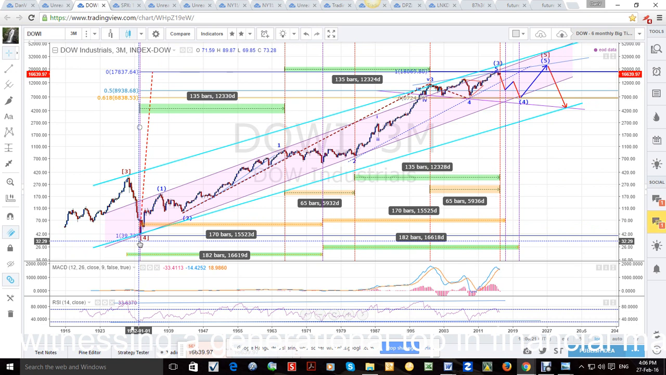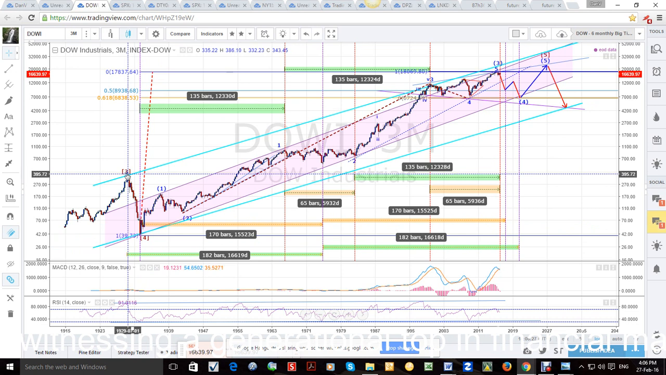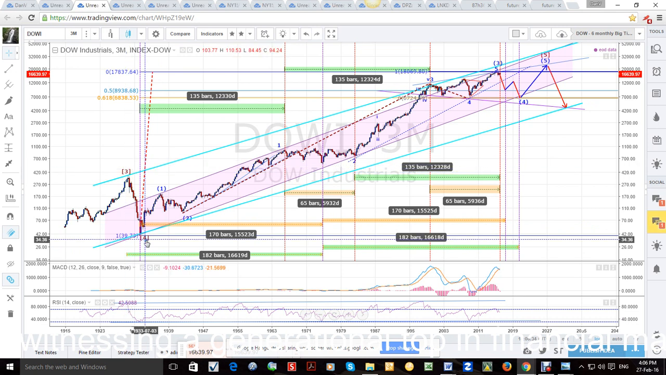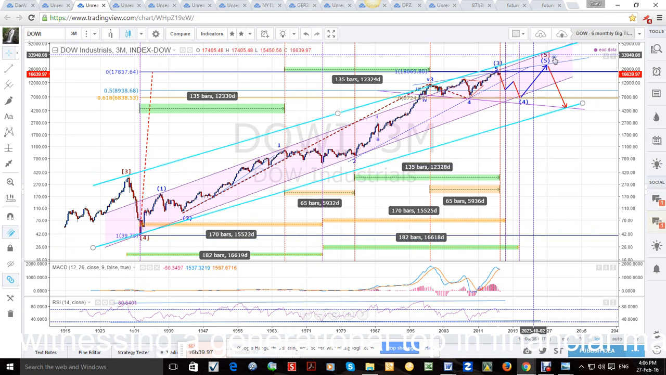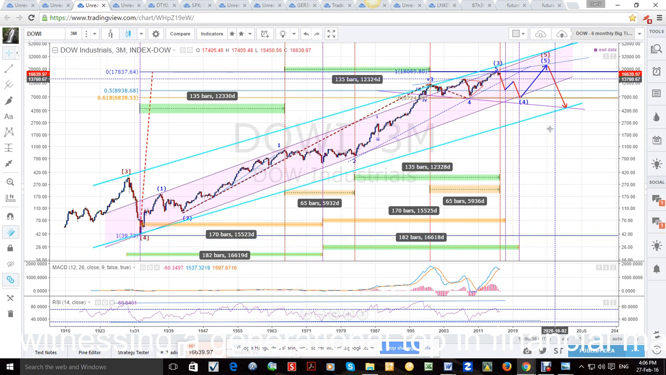So they think that this top we had there in 1929 is the massive wave 3, a big cycle wave 3, and then we dropped down here in a big cycle wave 4, and we are now progressing in a big cycle wave 5. Exactly where it ends yet remains to be seen.